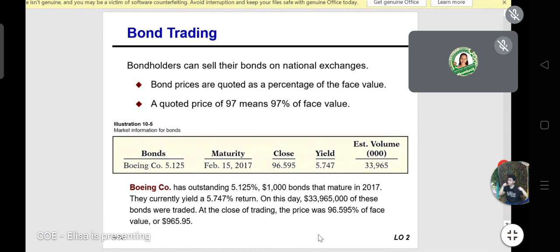But it was sold at 96. Traded siya, close niya nga value is 96.595. So meaning, kung kinsa tong nakapalit niadtong adlawa, they pay 965.95. Ana nga for a 1,000 bond, ang gibayad lang niya is 965.95. Okay.